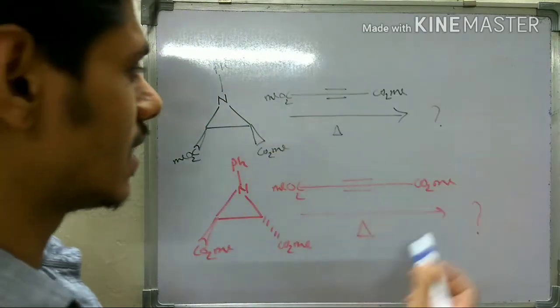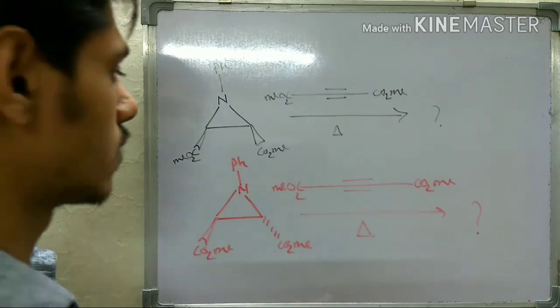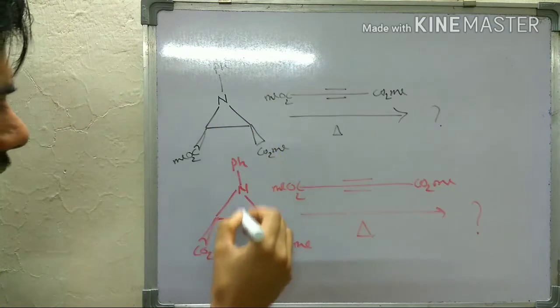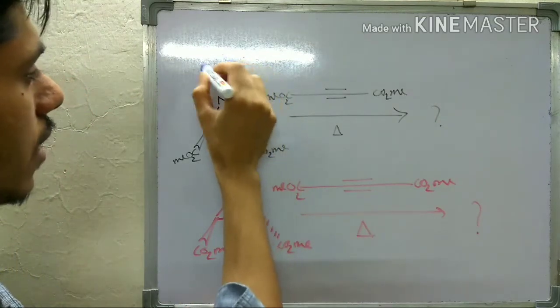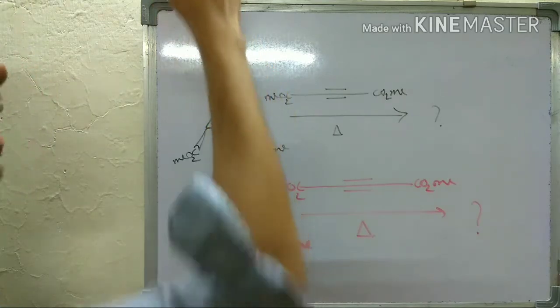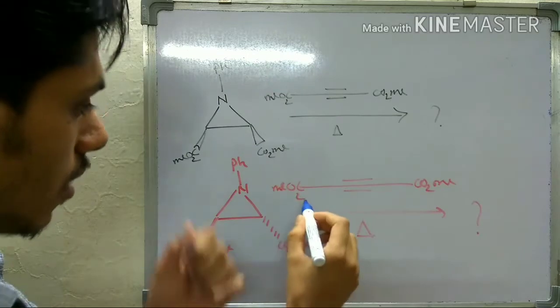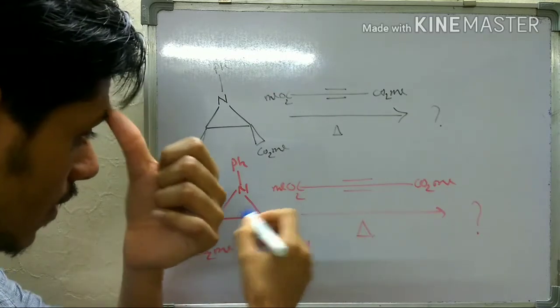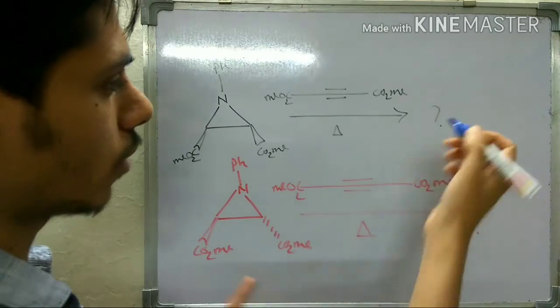So as you can see, these are the compounds or the starting materials given. Both of these are aziridine rings, and this is a phenyl ring. You can see here it is also a phenyl ring. For the light, it may not be visible, but it is a phenyl ring. Along with this aziridine, there is given an alkyne, and it is heated. So what will be the products?